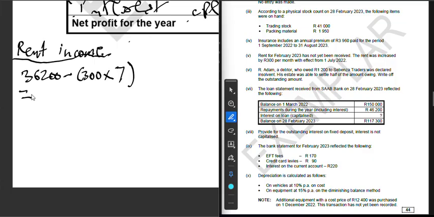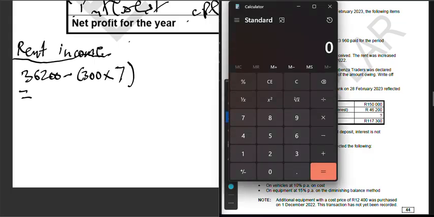Now, ladies and gentlemen, how much was rent before the increase? Let's open our calculator and do our calculations. Oh, sorry, I'm doing the whole calculation. Let me start with the bracket first. It's going to be 300 multiplied by 7, which is 2,100. So we are going to have 36,200 minus 2,100.